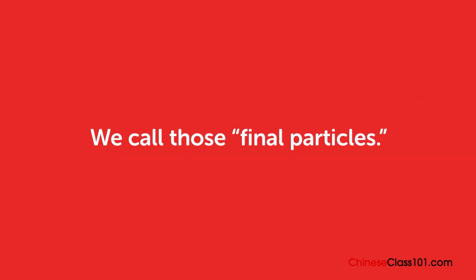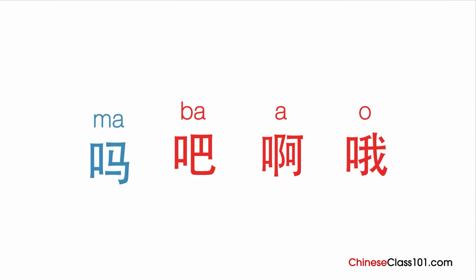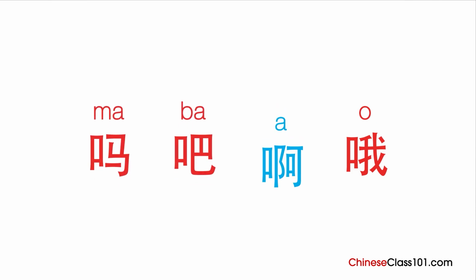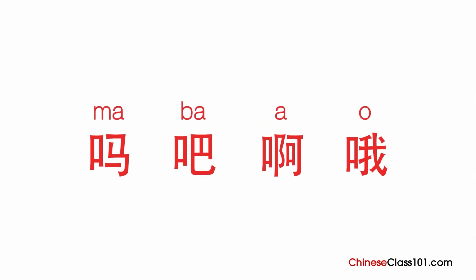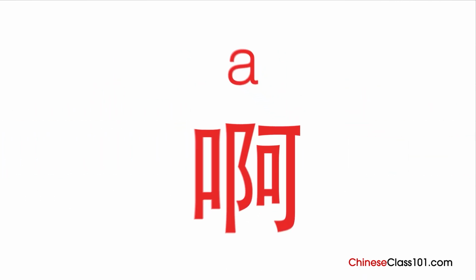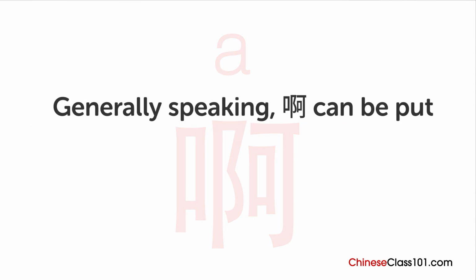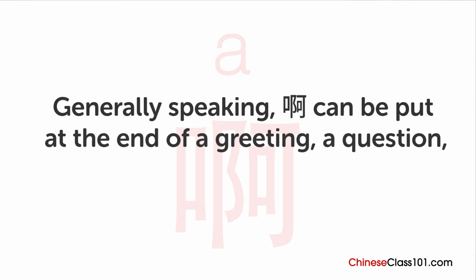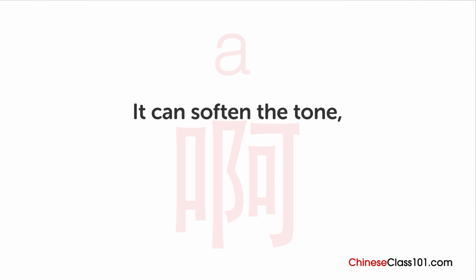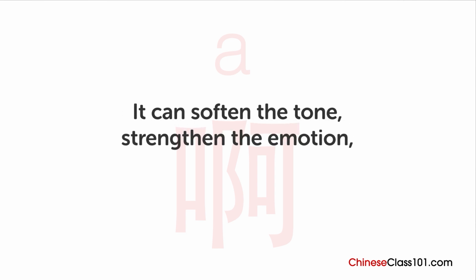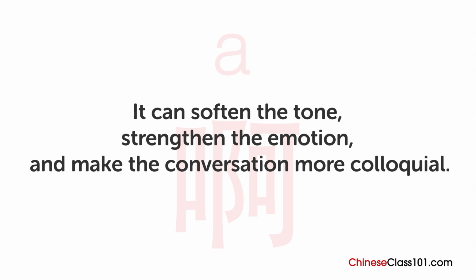We call those final particles. Words like ma, ba, a, o are all particles that appear at the end of a sentence to show the emotions of the speaker. Today we'll be talking about one of the most common final particles, a. Generally speaking, a can be put at the end of a greeting, a question, an exclamation, or imperative.